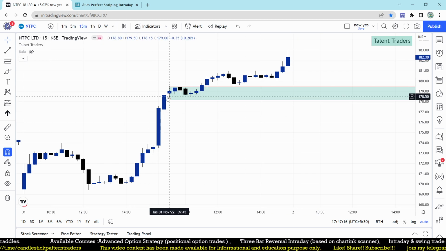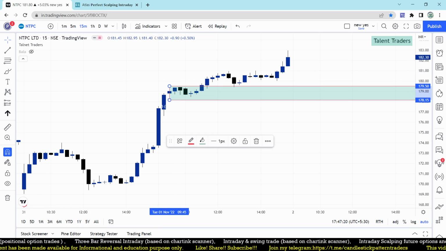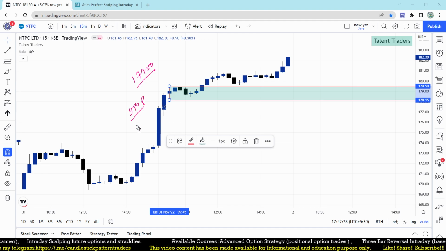We took just 1.3 rupees of risk at this point, from 179.5 to 178.15. We hit the stop at 178.15, and it triggered after a long time, and before that it was triggering my options advanced strategy. That is what it traded around 6.5.